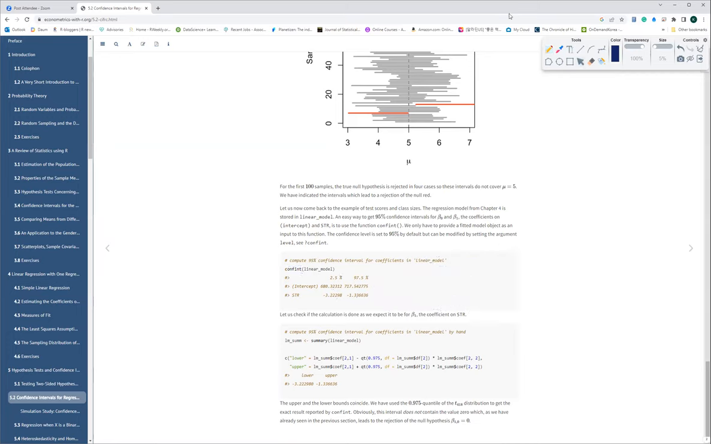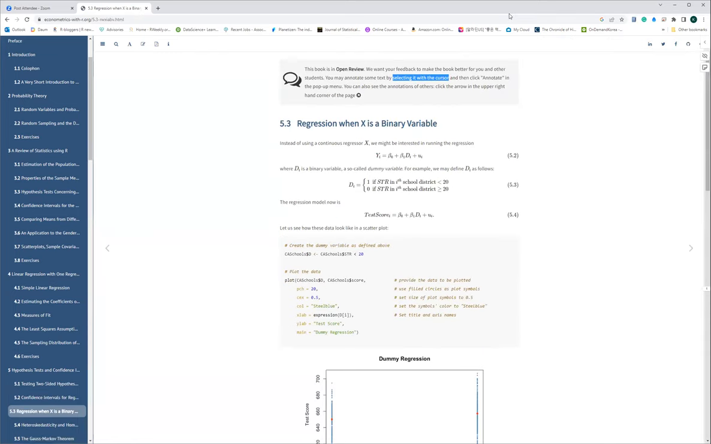Okay, so let's move to the next one. The next one is actually very interesting: regression approaches. So regression is when X is a binary variable, which is zero or one, or yes or no, kind of a variable. We have a Y variable of zero or one or yes or no kind of value, right? So instead of a continuous variable, we can also use a dummy binary variable for this.